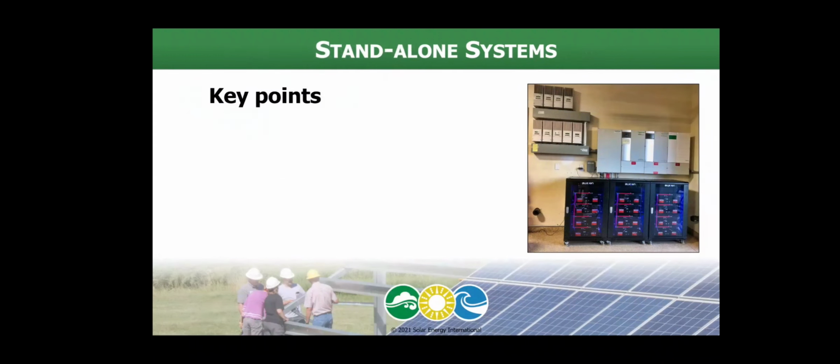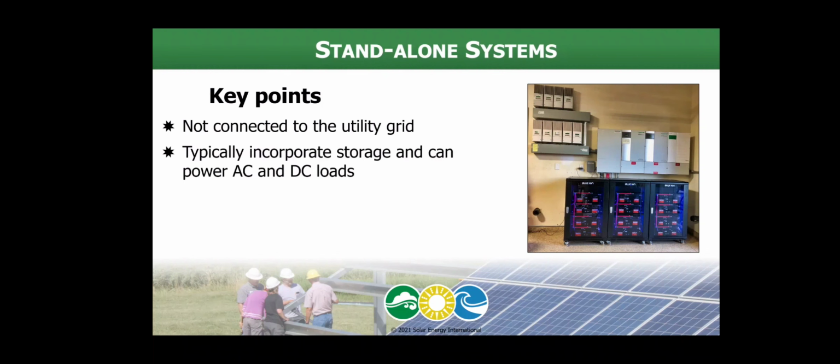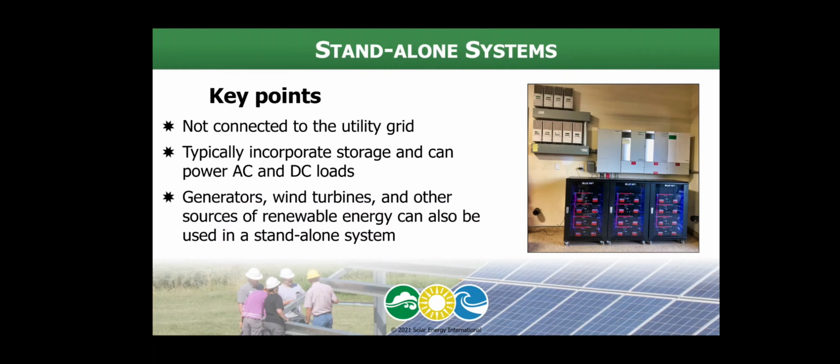As we've seen in this lesson, standalone systems are PV systems that operate independently and are not connected to a larger utility grid. Standalone systems usually incorporate some form of storage, such as batteries, and they can power AC and DC loads. Fossil fuel generators, wind turbines, micro hydro turbines, and other sources of power can also be incorporated into a standalone system to help keep batteries charged and healthy.